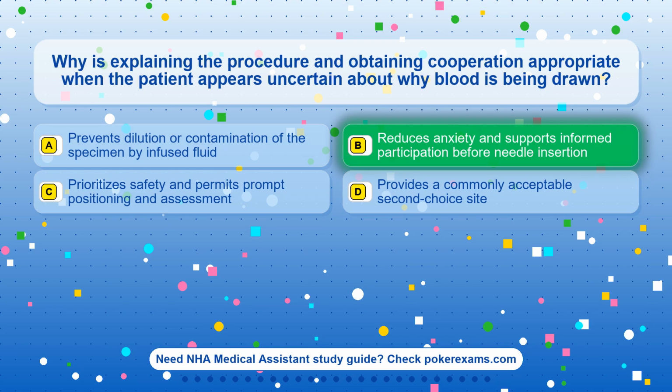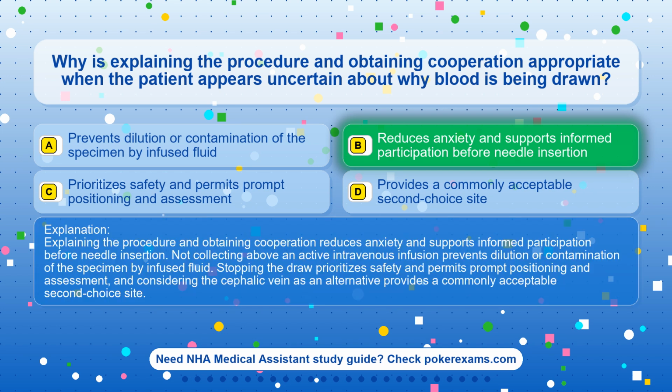The correct answer is option B. Reduces anxiety and supports informed participation before needle insertion. Explaining the procedure and obtaining cooperation reduces anxiety and supports informed participation before needle insertion. Not collecting above an active intravenous infusion prevents dilution or contamination of the specimen by infused fluid. Stopping the draw prioritizes safety and permits prompt positioning and assessment, and considering the cephalic vein as an alternative provides a commonly acceptable second-choice site.